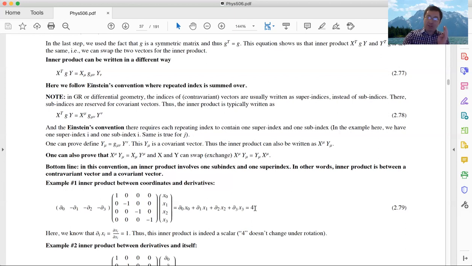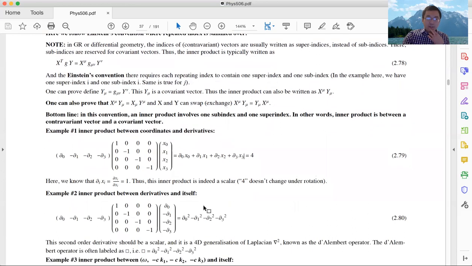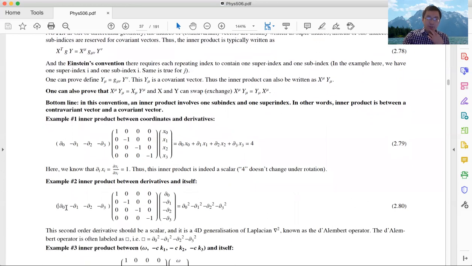And this 4 is a scalar independent of reference frames. Another example is the inner product of the derivative with itself. We know the derivative is a vector, as we showed in the previous lecture. So we have a vector and itself, the inner product. This one should also give me a scalar. And what is this scalar?